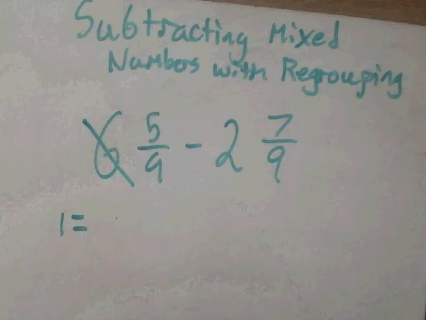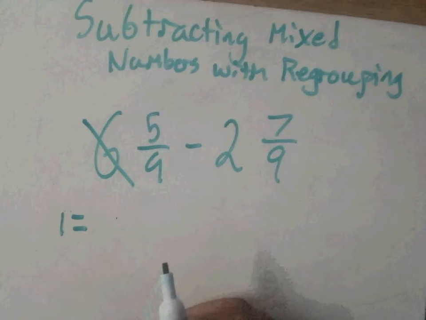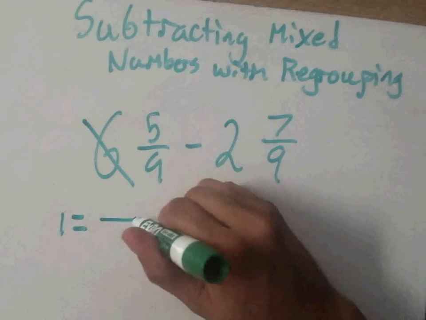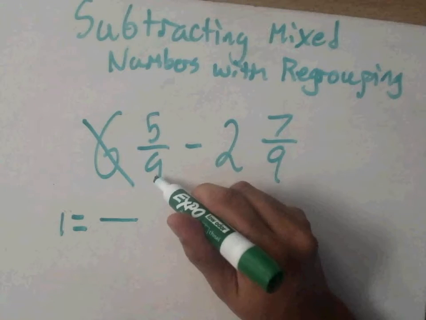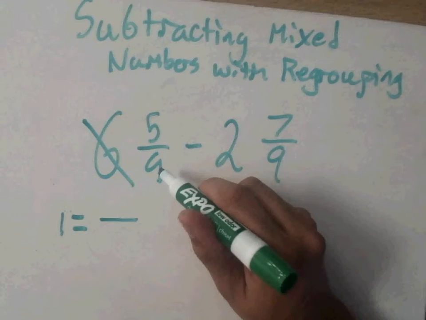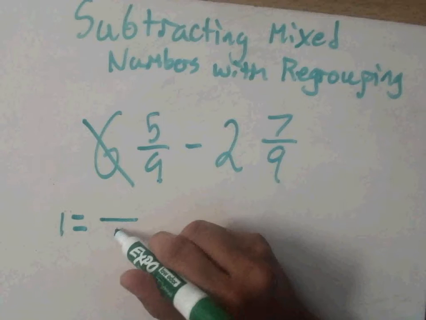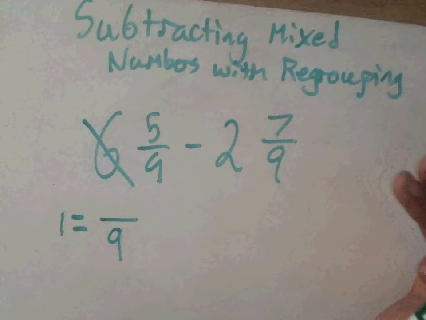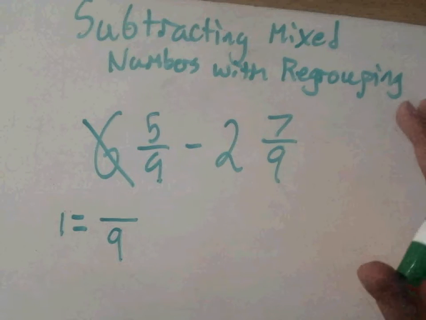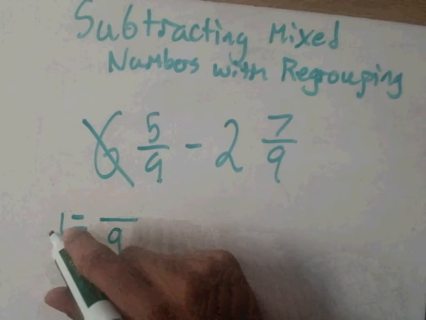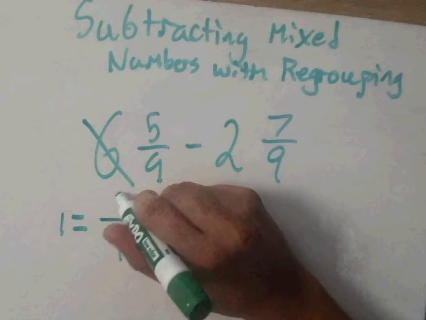Now here's where students can get tripped up. This whole has to equal a fraction. Every time that we borrow from the whole number, the denominator needs to be the same as the denominator in the fraction of our mixed number. So our denominator needs to be 9, because to add fractions, our denominators need to be the same. So for the fraction to be equal to 1, the numerator needs to be the same as the denominator.